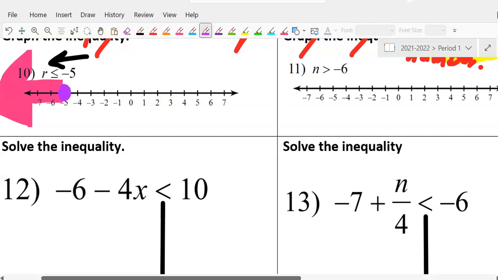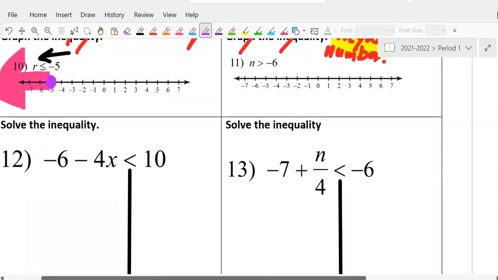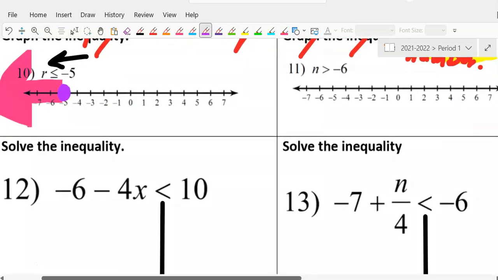For number 11, you're going to dot it at negative 6. Open dot or closed dot? It's going to be an open dot, because it's not equal to. My trick would be there's no plates. You're going to lose all your spaghetti.